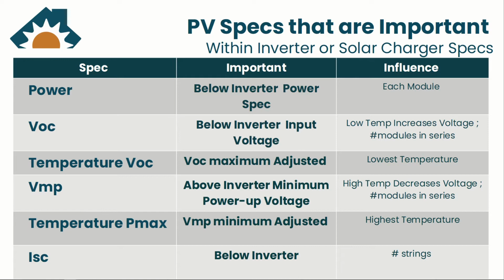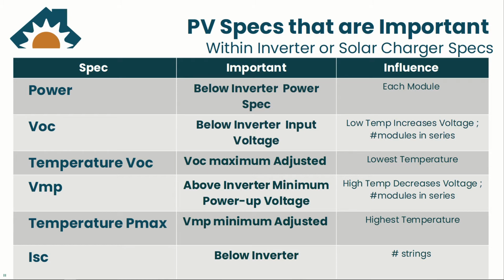Here are the important specifications that we need to look at in order to pick the right module. Power is the power per module. Each module will add up to the total power. You need to make sure that you don't connect more than the inverter max power.